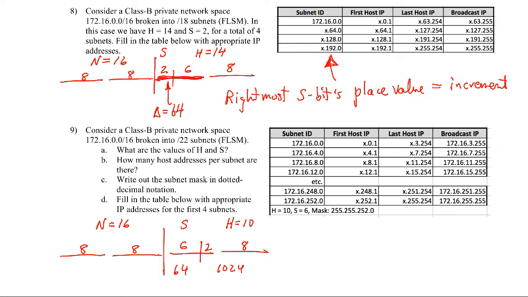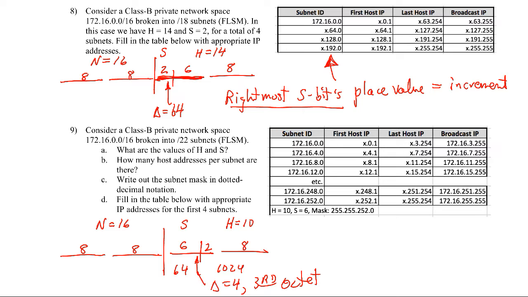And I'm going to use this same rule here, the rightmost S bit and its placeholder. The rightmost S bit is the 3rd bit over, and the placeholders are 1, 2, and 4. So the increment is 4, and it occurs in the 3rd octet. Okay, and you can see that's exactly what happens here. I have an increment of 4 in the third octet.